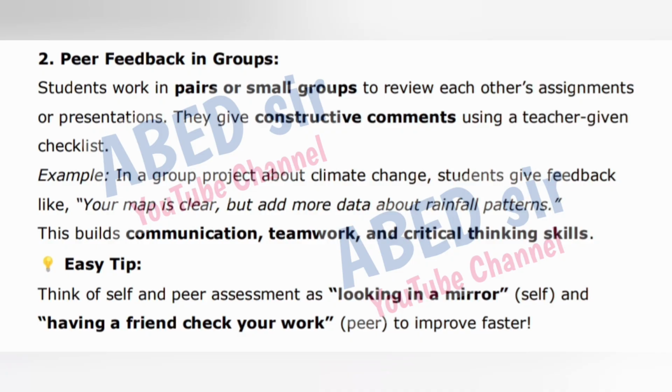2. Peer feedback in groups. Students work in pairs or small groups to review each other's assignments or presentations. They give constructive comments using a teacher-given checklist. Example: in a group project about climate change, students give feedback like, "Your map is clear, but add more data about rainfall patterns." This builds communication, teamwork, and critical thinking skills. Easy tip. Think of self and peer assessment as looking in a mirror, self, and having a friend check your work, peer, to improve faster.